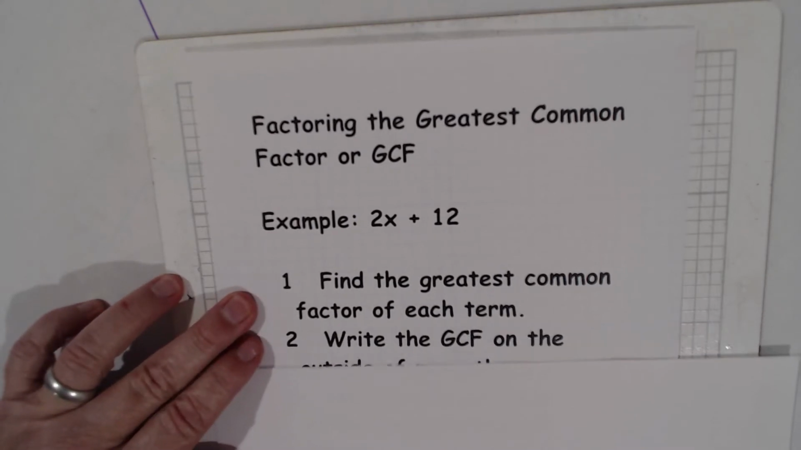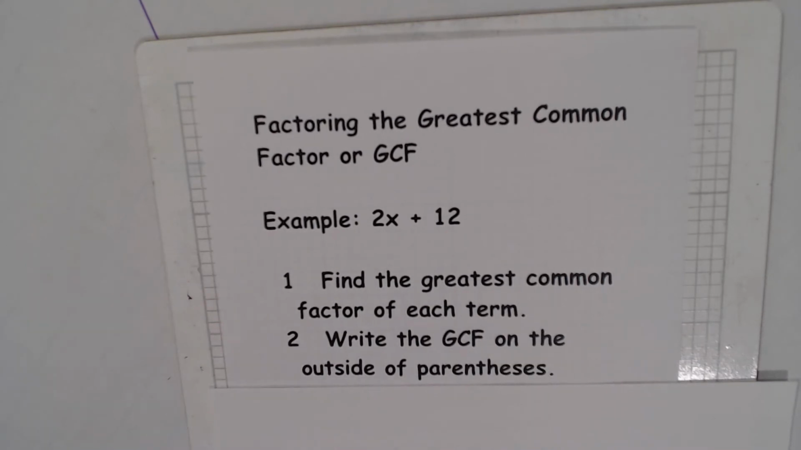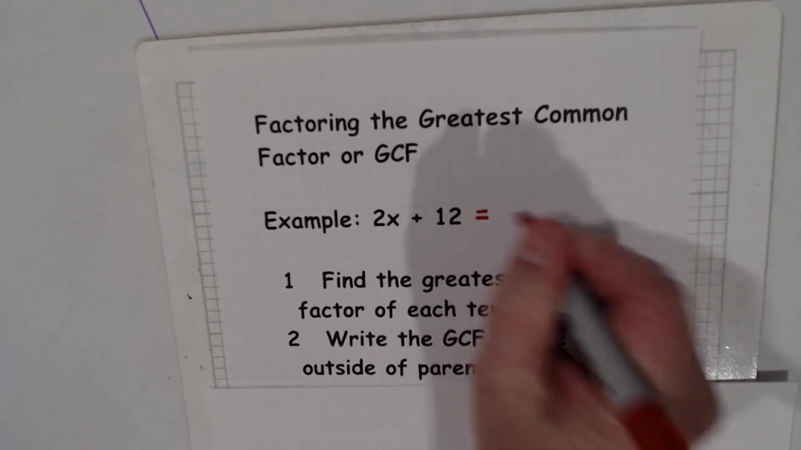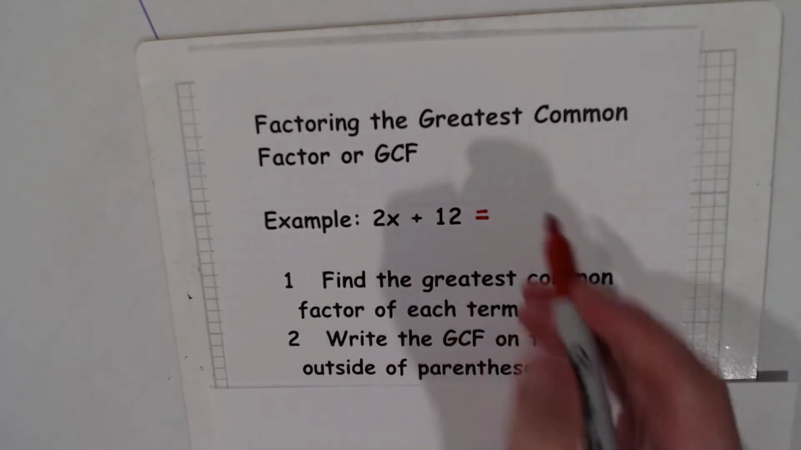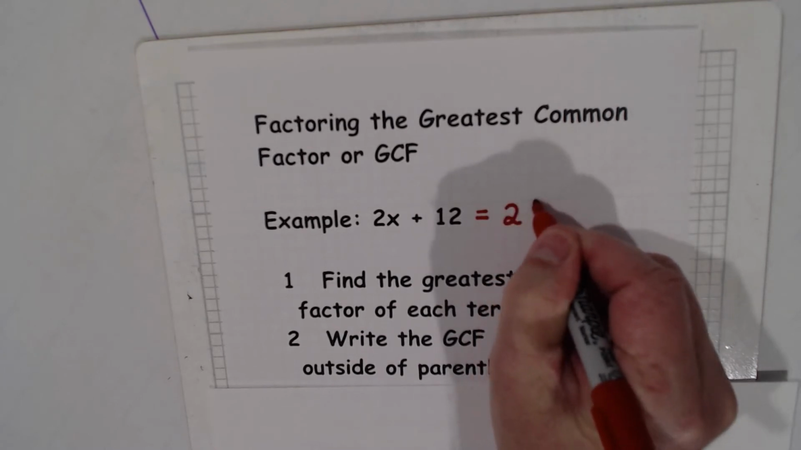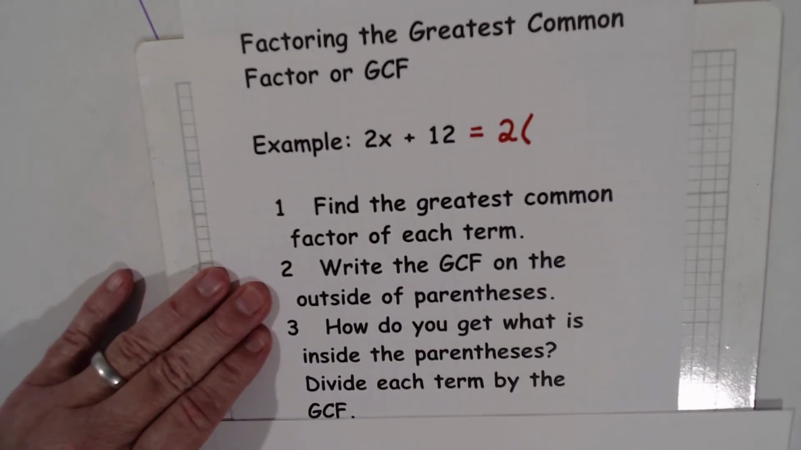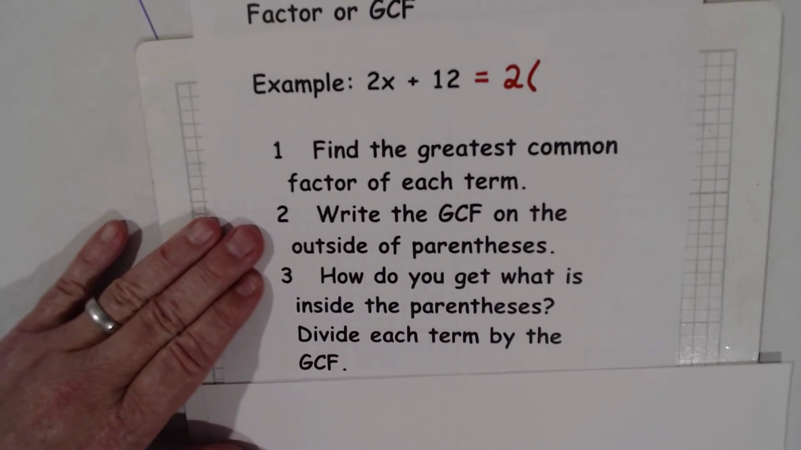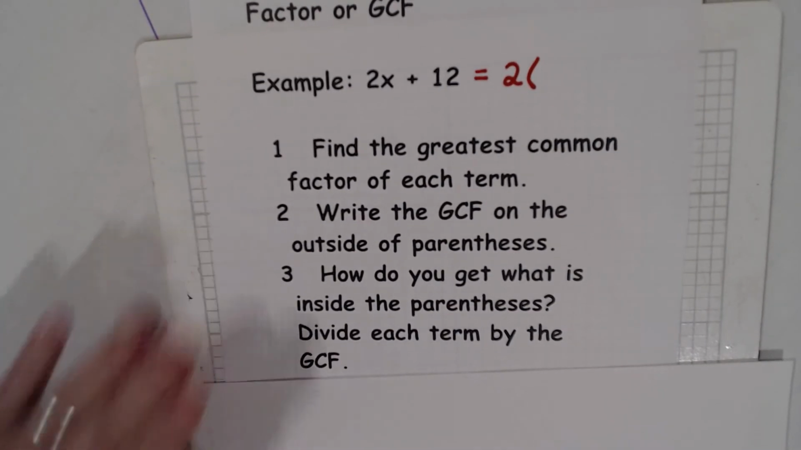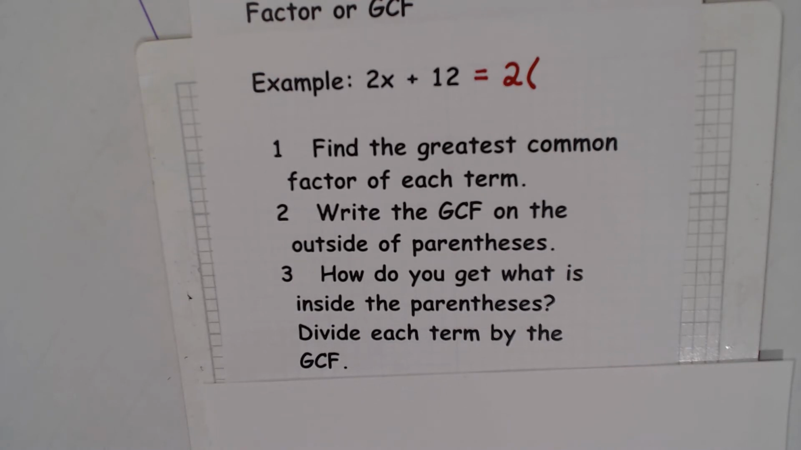So, second thing I need to do, whatever the greatest common factor is, I write it on the outside of a set of parentheses. So let's do that. I'm going to equal, the greatest common factor of 2 and 12 is 2. I'm going to put it on the outside of parentheses. And how do I get what goes inside the parentheses? I divide each one of those terms by the greatest common factor.